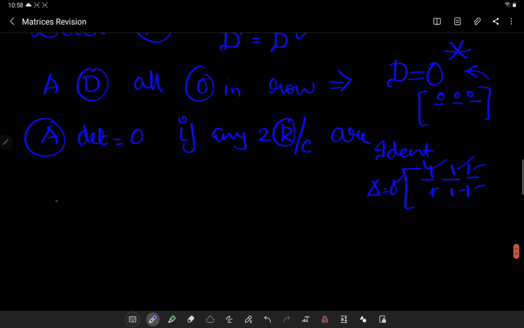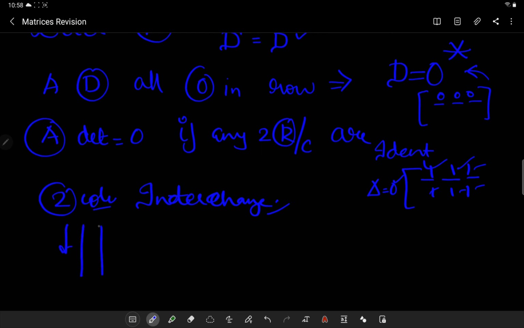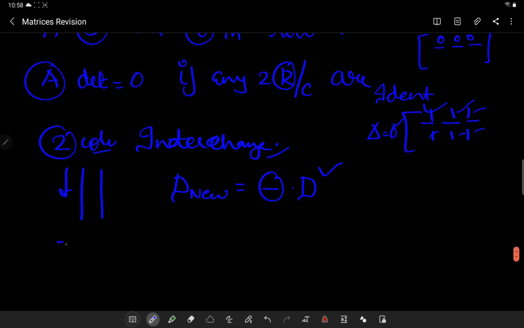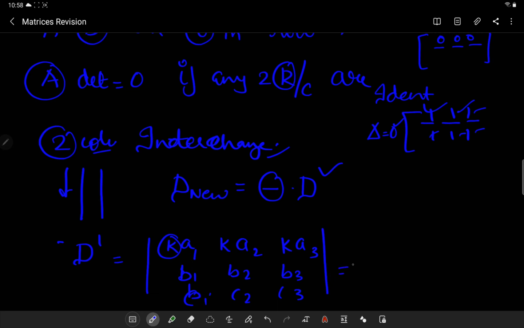Also, if any two columns are interchanged during matrix operations, try to remember this. If you are interchanging any two columns of a matrix, then the new determinant will be minus into D. Now if you have a matrix D, now D dash, if there is a scalar k into a1, k into a2, k into a3, I can take the k common from the first row and I will be getting k into determinant.